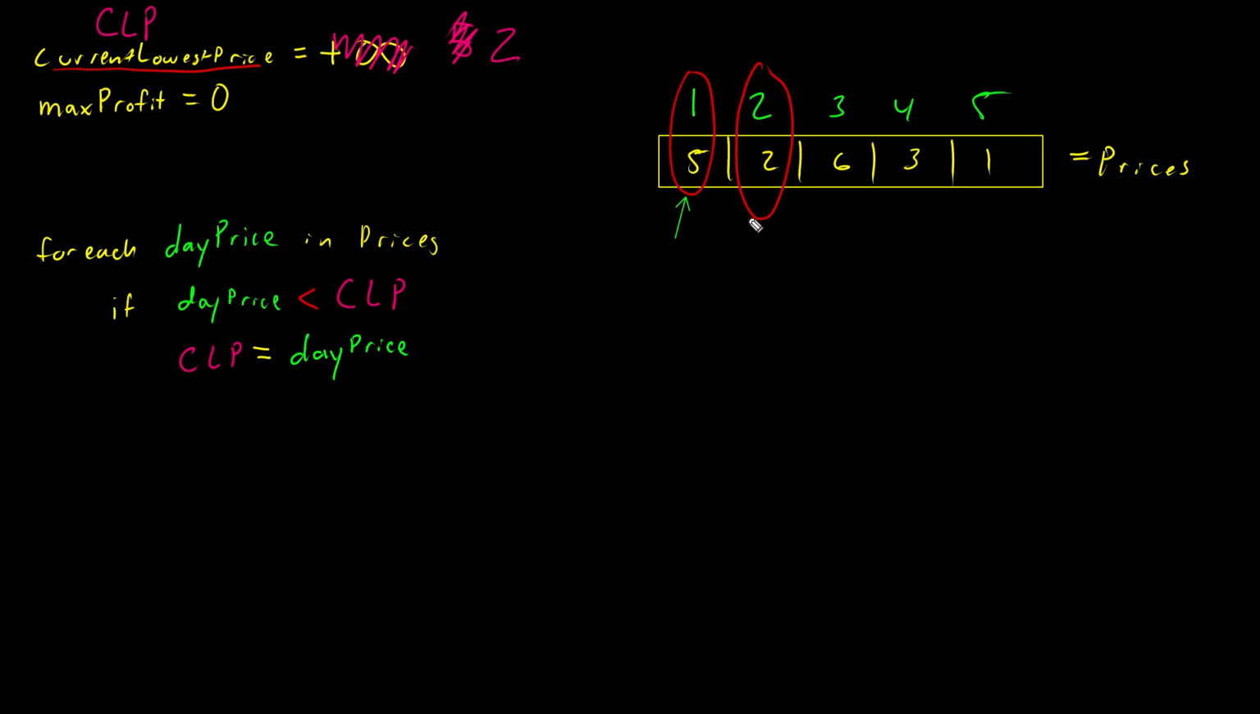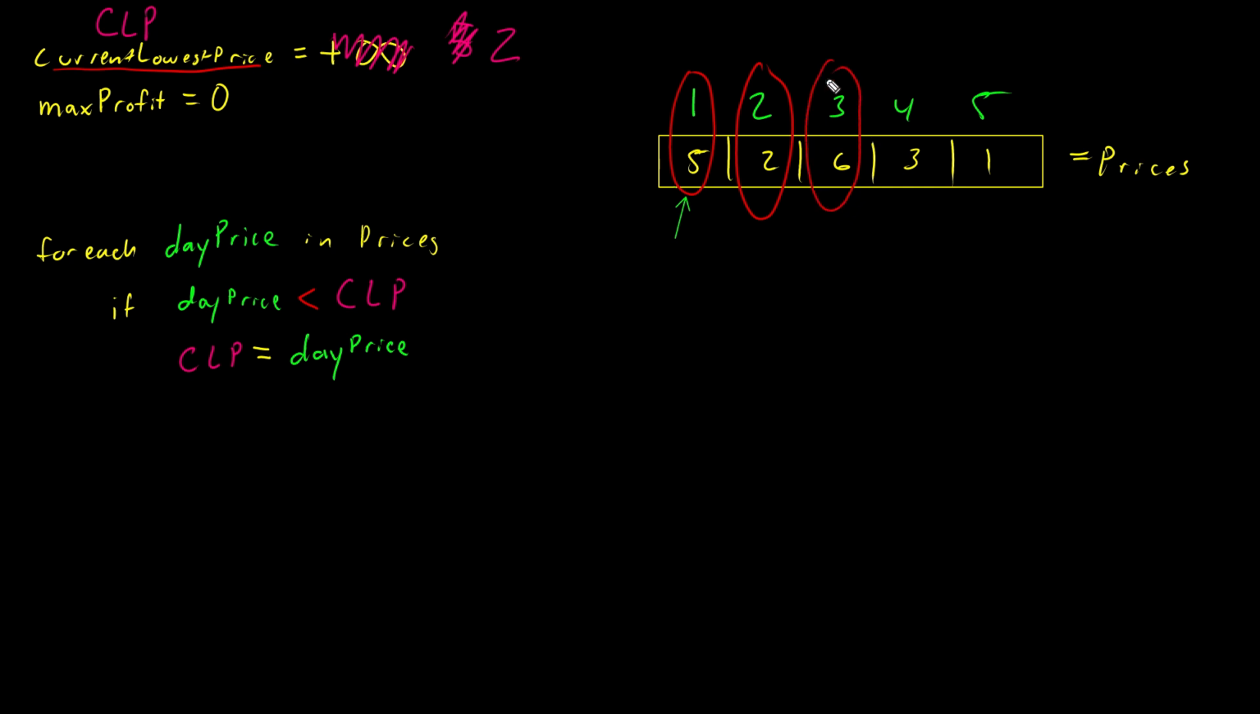Now we can only make profit if our number is bigger than our current lowest price. You can see that we updated to 2. So if I ever find a price that is lower than my current lowest price, I want to update my current lowest price, right? Because I want to buy at the lowest. I want to buy the stock when it's at its lowest, okay? Let's move on. Now we go to day 3.